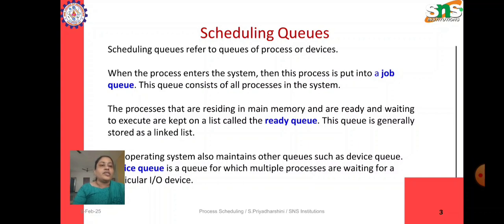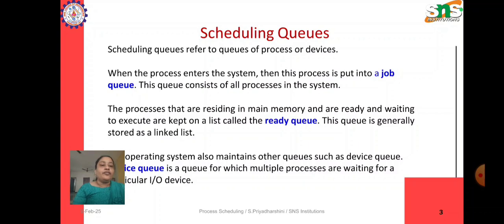The next queue is called the ready queue. In the ready queue, the processes that are in main memory, which are ready and waiting for the processor, will be kept in the queue called the ready queue. So the processes that are residing in main memory and are ready and waiting to execute are kept on a list called the ready queue.